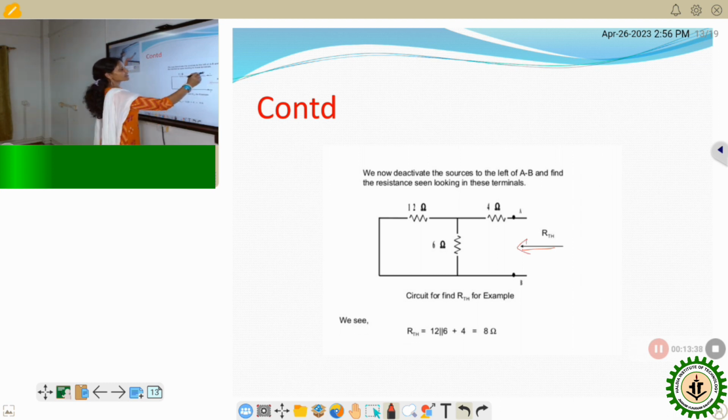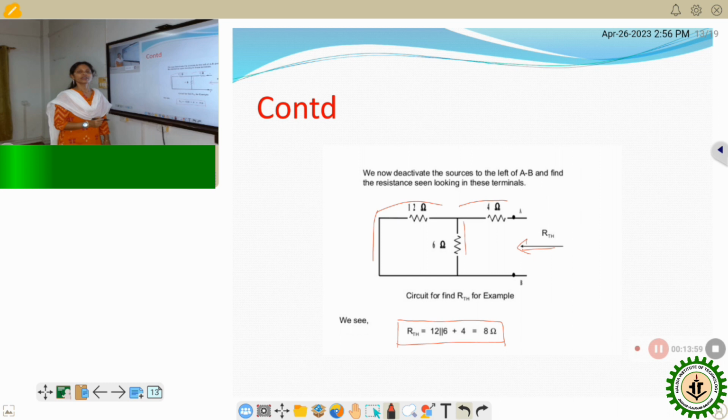If we consider current flowing through this R ohm resistor and divided in this path and this path, we can understand that this 12 and 6 are in parallel, and this parallel combination is in series with the 4 ohm resistor. So RTH will be equal to 12 parallel 6 plus 4, and that will be equal to 8 ohm. This is a very simple example. By applying the steps, we can calculate the VTH and RTH.